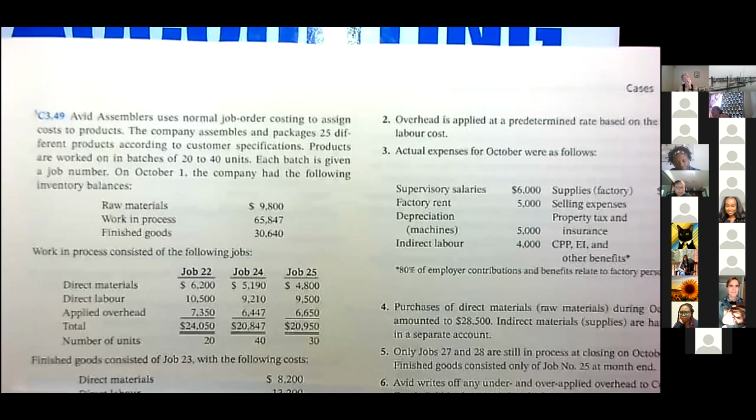Raw materials 9,800, work in process 65,847, finished goods 3,640. The work in process inventory consisted of the following jobs. There are 3 jobs, 22, 24, 25, and the information is given in terms of direct materials, direct labor, applied overhead, and also the number of units.